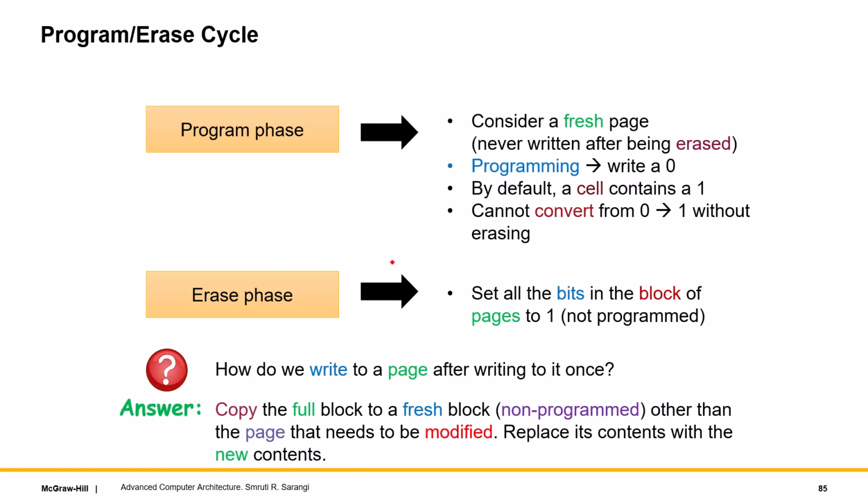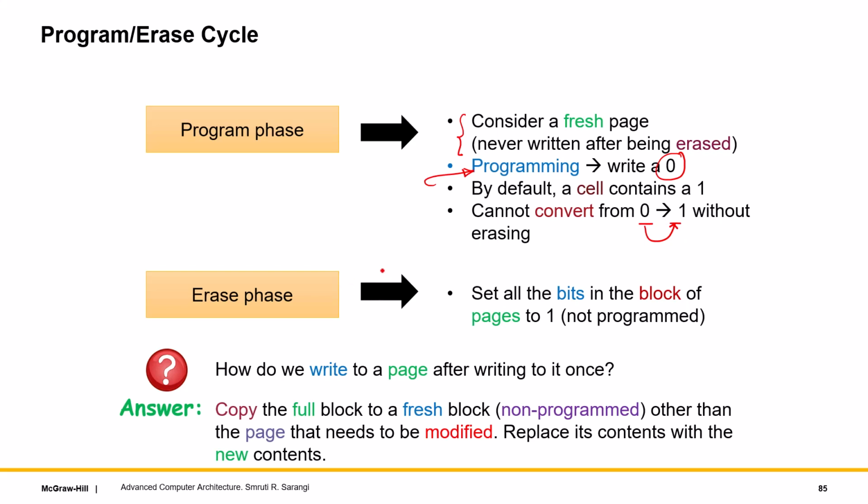So we thus have a program erase cycle, where you could consider a fresh page that has not been written to after it has been erased. We then write the entire page in one go, which is around 4 KB. So by default, a cell contains 1. If we want to write a 1, we do nothing. Otherwise, we program it and we convert the 1 to a 0. So back conversion from a 0 to a 1 is not possible without erasing. And erasing, as we have seen, is done at a higher granularity. So that's the reason it is pretty much, if you write once, then you just write, right? So the write remains over there.